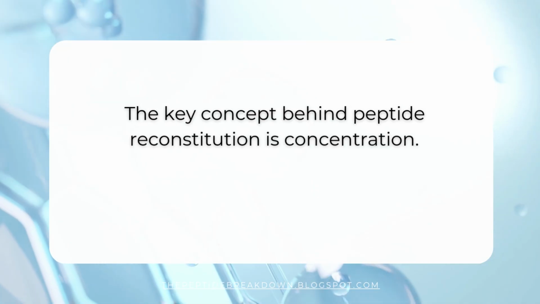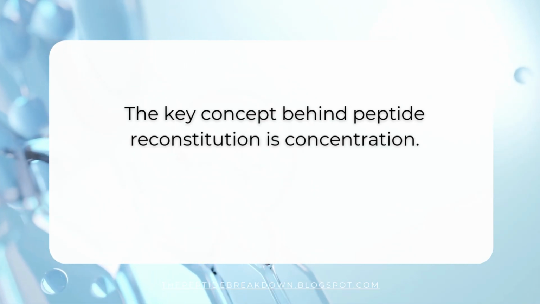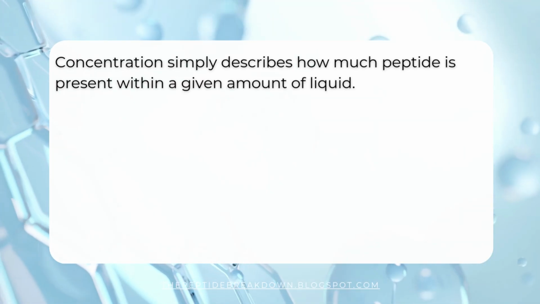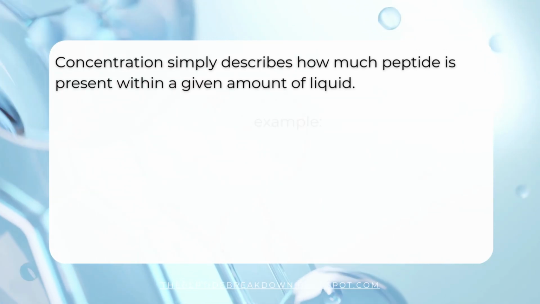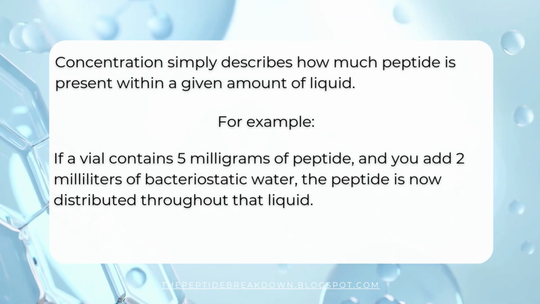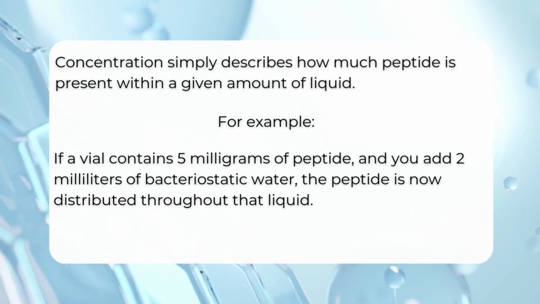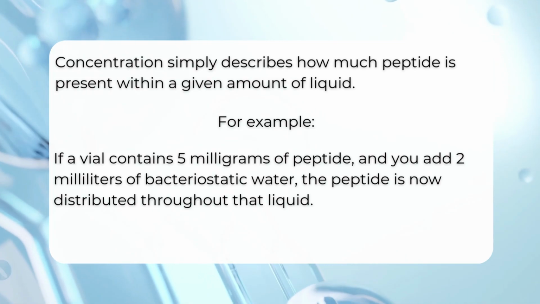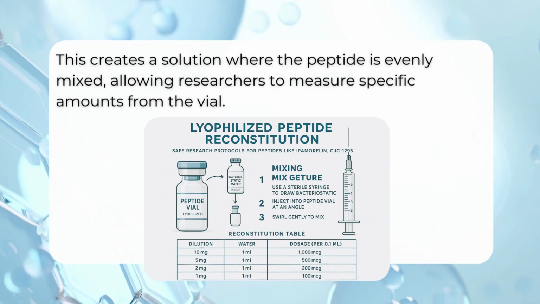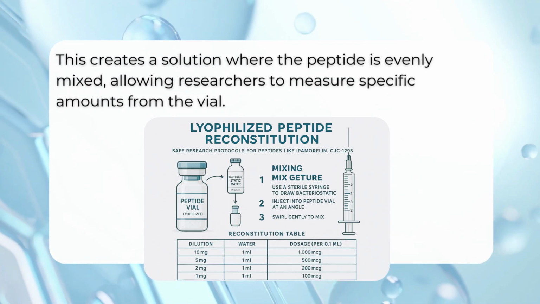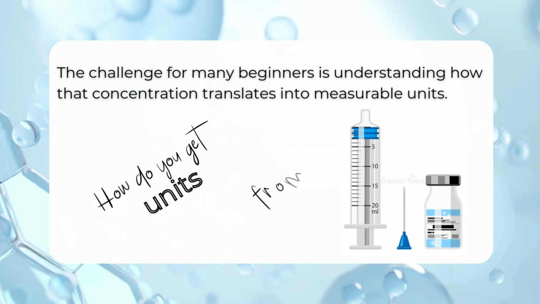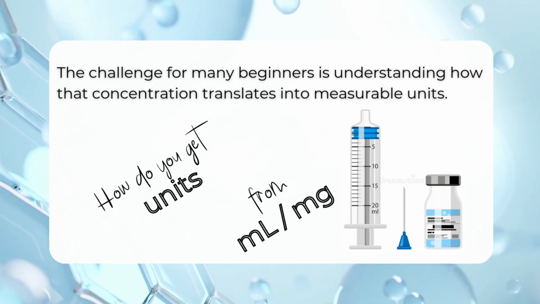The key concept behind peptide reconstitution is concentration. Concentration simply describes how much peptide is present within a given amount of liquid. For example, if a vial contains 5 milligrams of peptide and you add 2 milliliters of bacteriostatic water, the peptide is now distributed throughout that liquid. This creates a solution where the peptide is evenly mixed, allowing researchers to measure specific amounts from the vial. The challenge for many beginners is understanding how that concentration translates into measurable units.